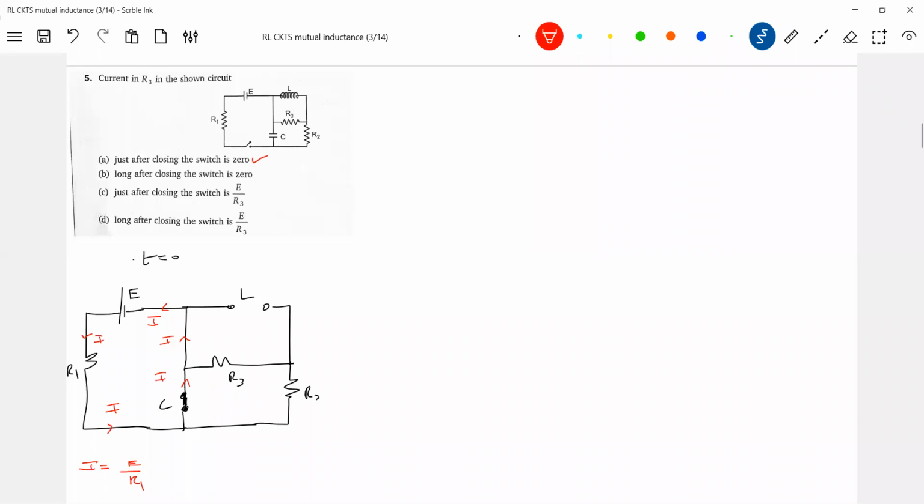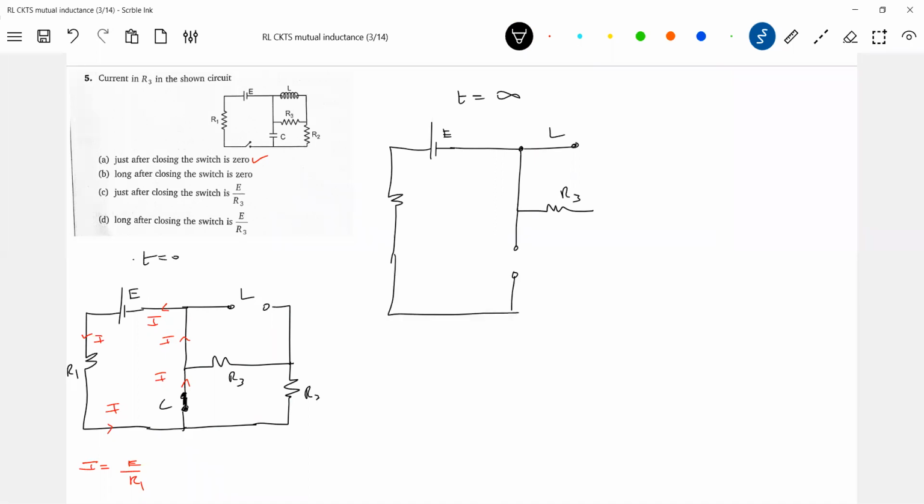Next, again, at t equal to infinity. What I should do with the inductor: wherever an inductor is there, I should replace it with a short circuit, and wherever a capacitor is there, an open circuit. Now this is R2. Check for any possibility of any current flowing through any path. So let's see the current here.